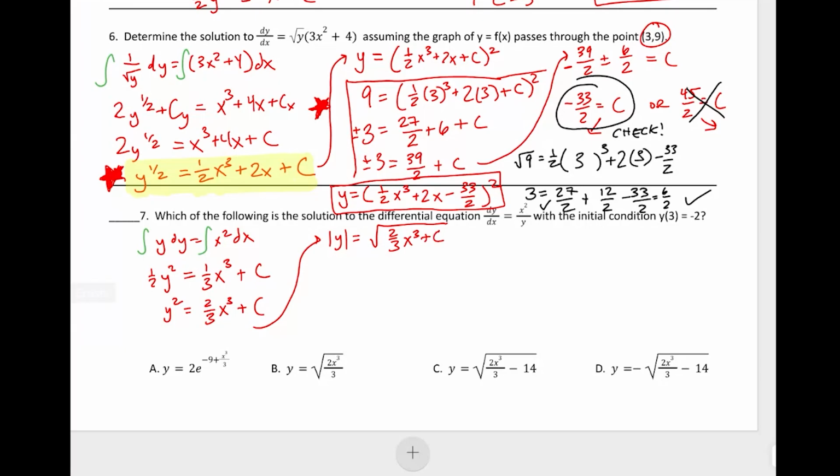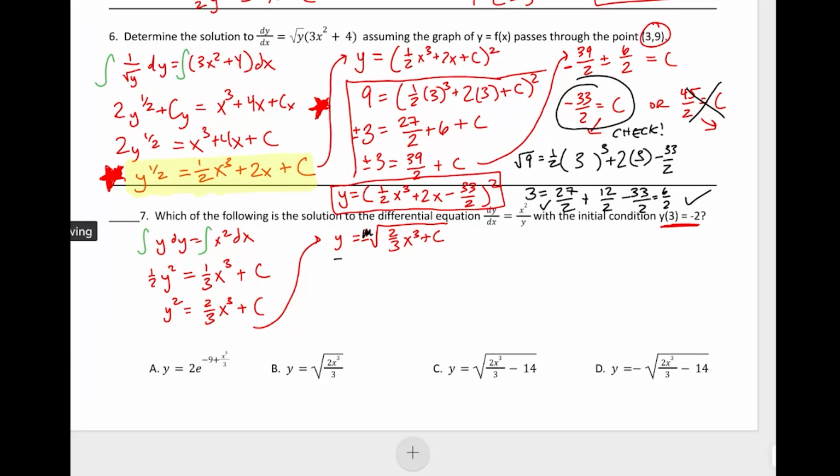To get rid of that absolute value, all you have to do is place a plus or minus on the other side. Now, since we know that y of 3 equals -2, we know that the output for y has to be negative, and we've seen a couple of these so far. Anytime you have plus or minus square root, if you need one of the outputs to be negative, then they all have to be negative. It's not like you get to pick and choose. It's either all going to be positive or all going to be negative. So we're going to ignore that plus and just go with the negative.